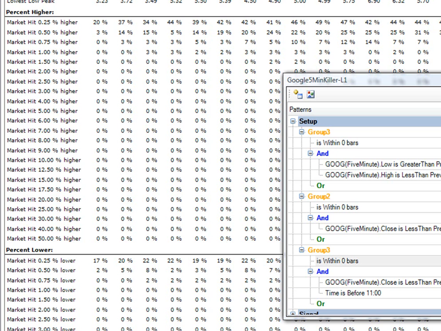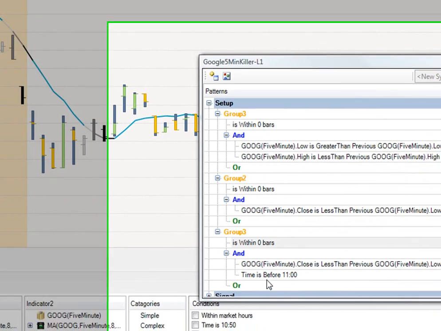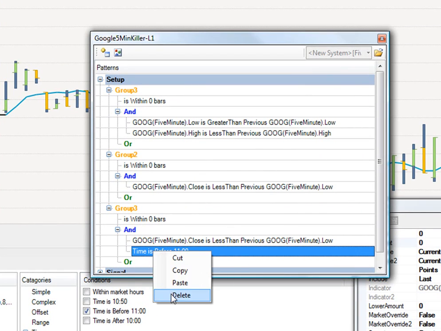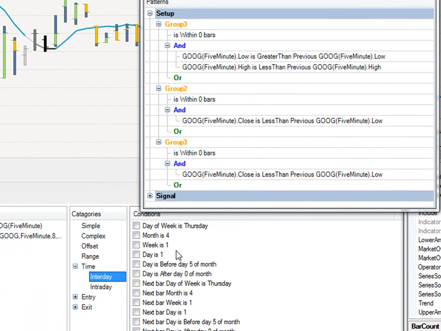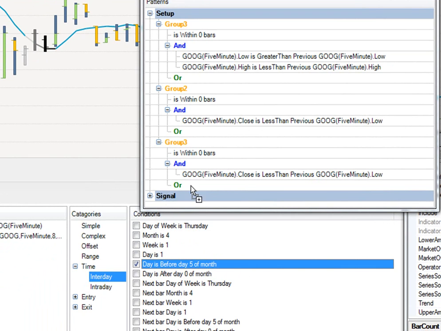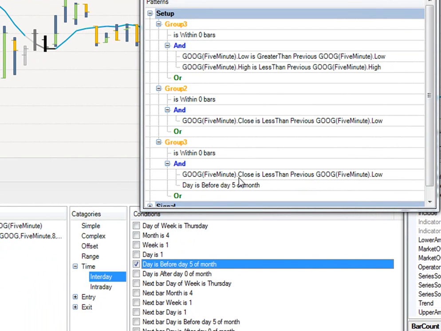Okay, so I can create time in there, or I can take that out, and I can come in here and say, okay, I only want to do this when the day is before the 5th day of the month, and this is a calendar month right here, so a calendar day. So I want to say, okay, this has to occur within the first 5 days of the month, and I don't want to look at anything beyond that. And then I'm going to click on Run.